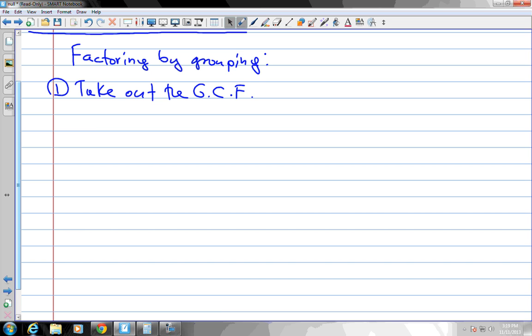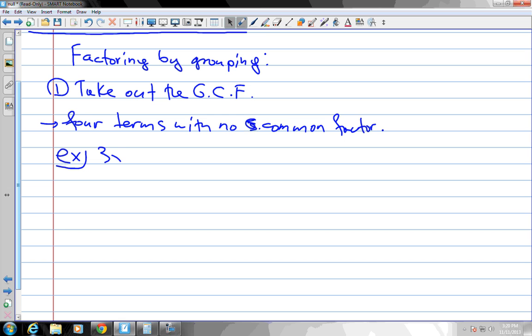But now we're going to focus on cases that have 4 terms with no common factor. So here's an example. I'll just start you off with an example. 3x cubed minus x squared plus 18x minus 6.